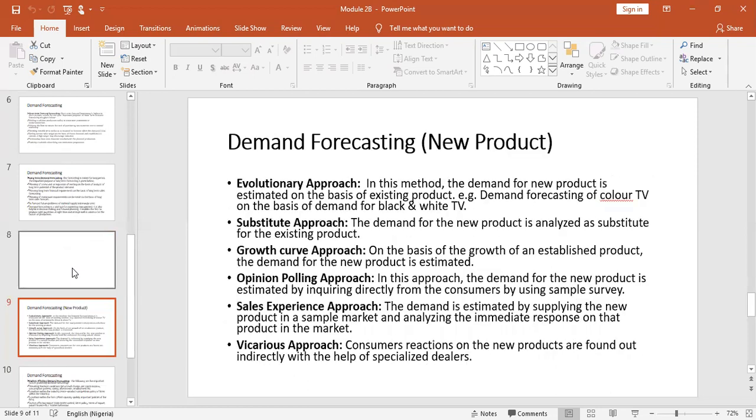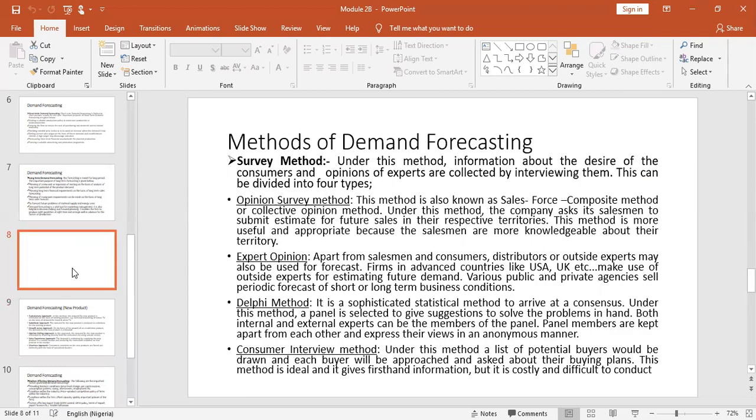Demand forecasting for new product. Methods of demand forecasting: survey method. Under this method, information about the desires of the consumers and opinions of experts are collected by interviewing them. This can be divided into 4 types.